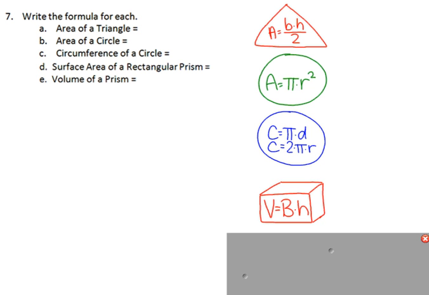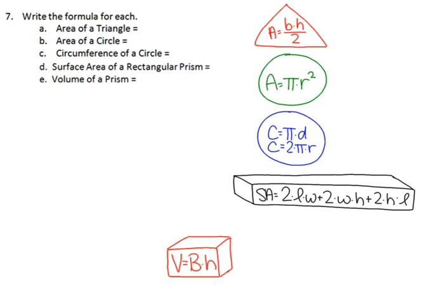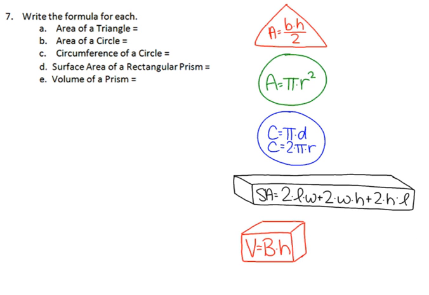For volume of a rectangular prism, or rather any prism, you're going to have area of the base times the height. And for surface area, these two are actually flip-flop. Surface area of a rectangular prism is 2 times length times width plus 2 times width times height plus 2 times height times length.